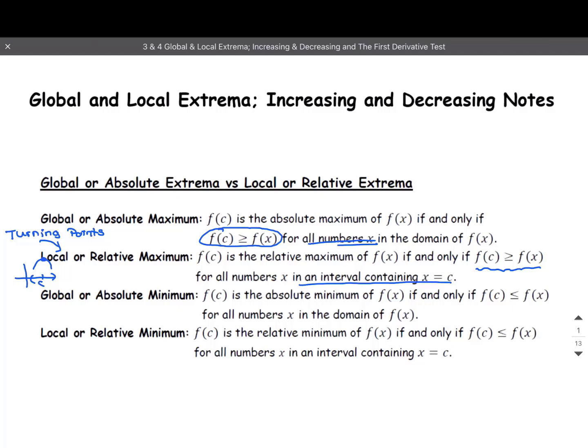Now global or absolute minimums are very similar. A global or absolute minimum is the absolute lowest the graph goes anywhere over the domain. Whereas for a local or relative minimum, the graph goes down to a low point, turns around and comes back, but the graph might go lower someplace else. So here we have two local minimums. There's one here and there's one here.